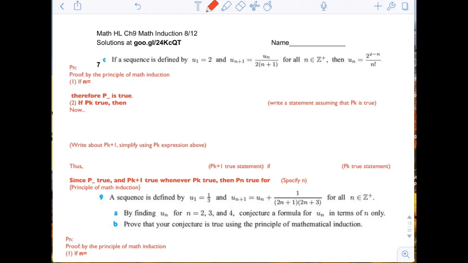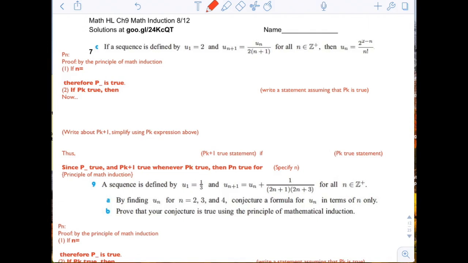Page 8 of math induction. So we have the first problem, which is 7c. If a sequence is defined by u1 equals 2 and u_{n+1} equals u_n divided by 2(n+1) for all n that are positive integers, then u subscript n is equal to 2 to the 2 minus n divided by n factorial.